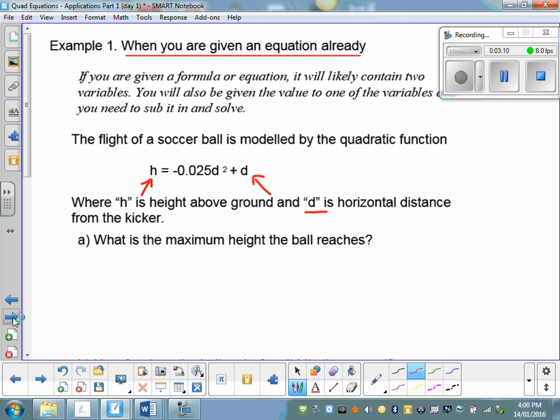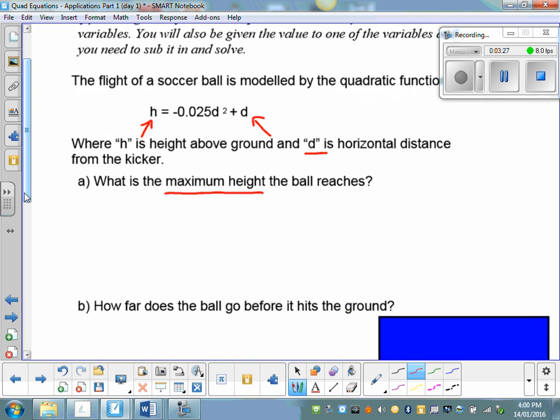Now, I'm throwing this question in here because these are like the questions we did before, where you see maximum or minimum in the questions. So we're going to go through this, but then the rest of the questions we do will be new questions involving x-intercepts. So if I gave you this question and asked you to find the maximum height that the ball reaches, we need to find the vertex.